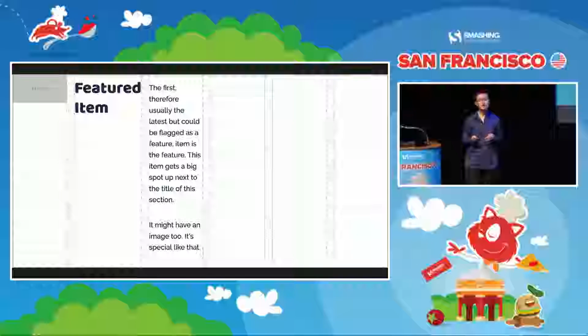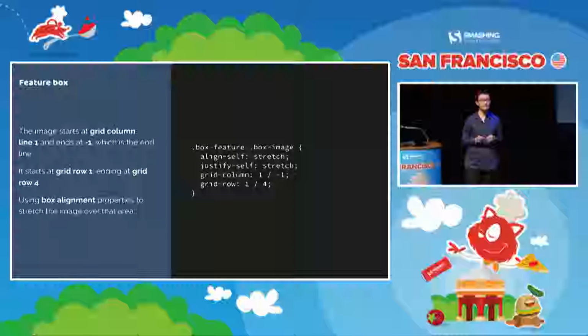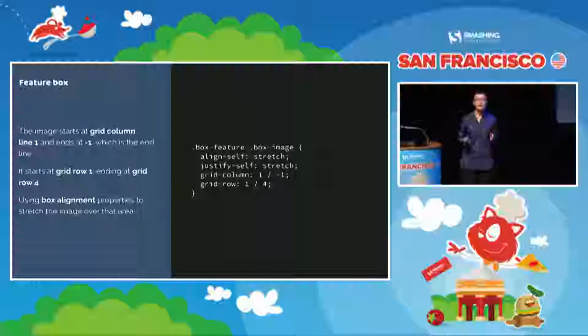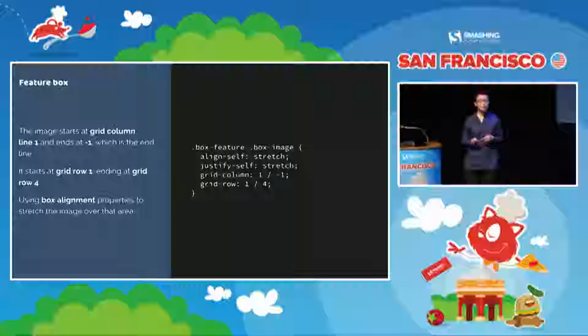So we can now position the items. So here I'm using line-based positioning. I'm positioning my image first. I'm going to stretch it over several tracks of the grid. I'm saying start on column line 1. Then after the /, I'm saying -1, which will actually be the far right line in my case, because I'm working in English, which is a left-to-right language. And I'm saying grid row 1 to 4.